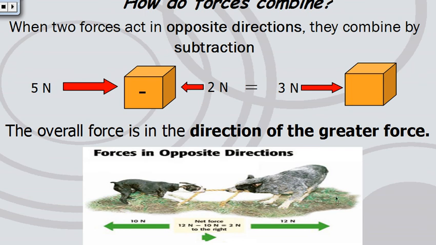Same thing happens when you have a tug-of-war game. You have a big dog pulling at 12 newtons, and a little dog pulling at 10 newtons. They're in opposite directions, so we know that we need to subtract. 12 minus 10, big minus little, is going to give us a total of 2 newtons. That's your net force. The direction is going to go with the greater force. Since the big dog had the greater force of 12, we're going to say that the net force is going to the right. In other words, the big dog wins.